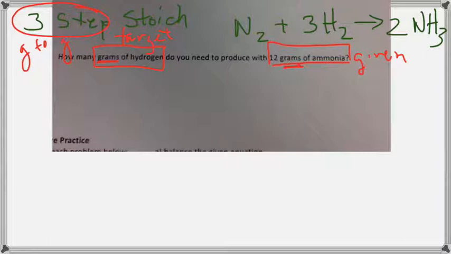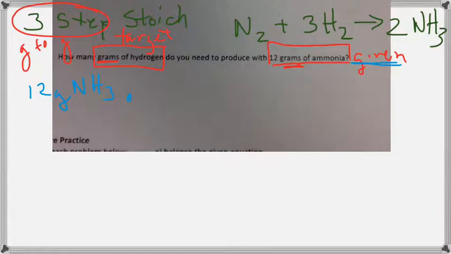Okay, so to set up the problem, I'm always going to start with my given value. So the given value that's on the right-hand side of our problem here, identified as the given, 12 grams of ammonia. I'm going to go ahead and write that down. So 12 grams ammonia. If I look up at my equation, I know the first substance is nitrogen, the second substance is hydrogen, so ammonia must be the last one, the NH3. Okay, so that's what they gave me, 12 grams of ammonia.